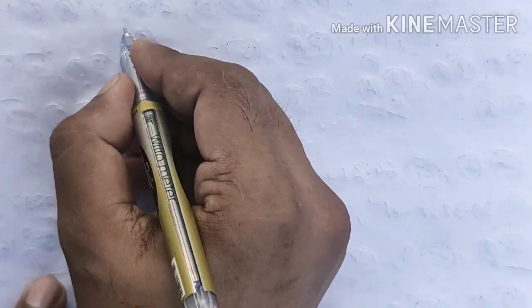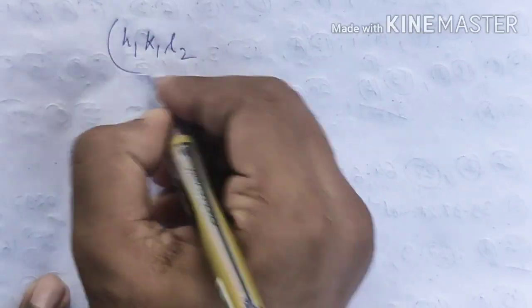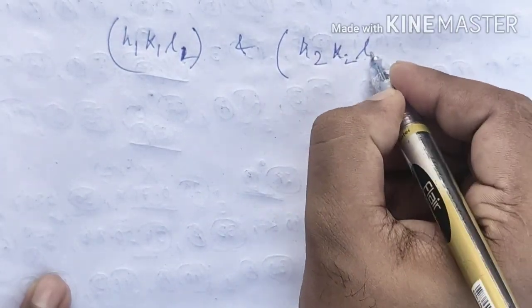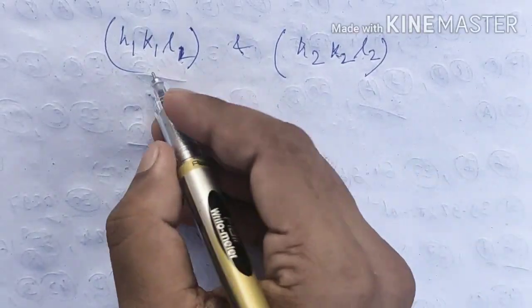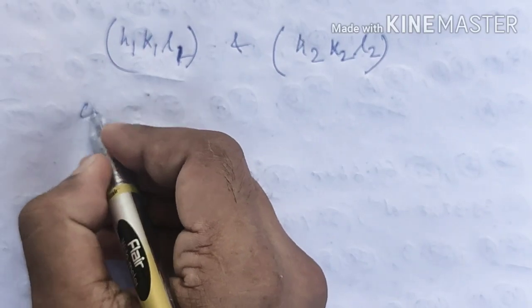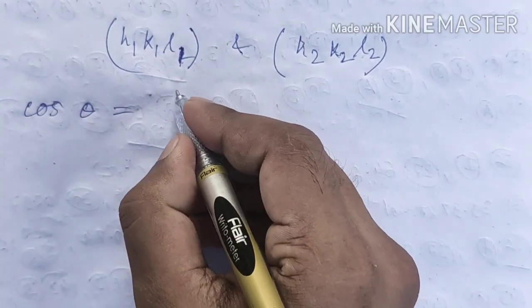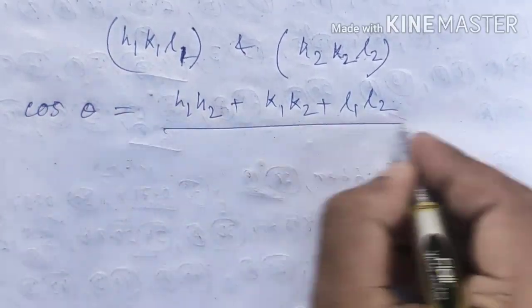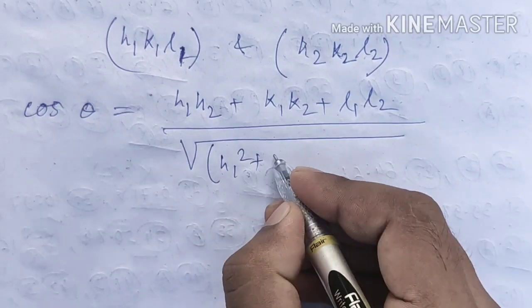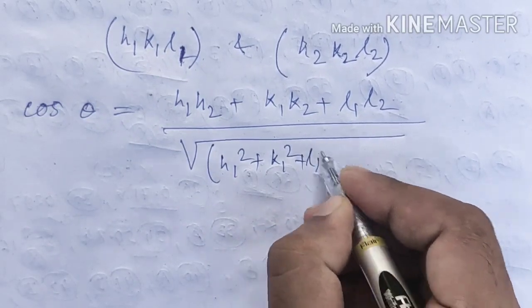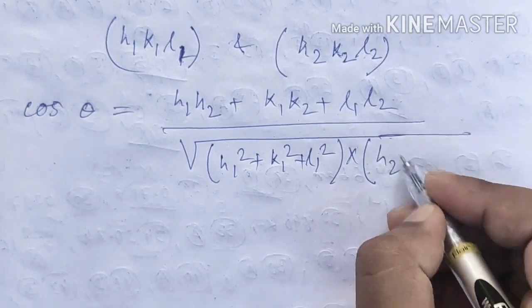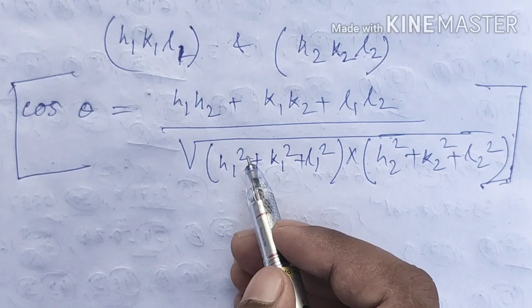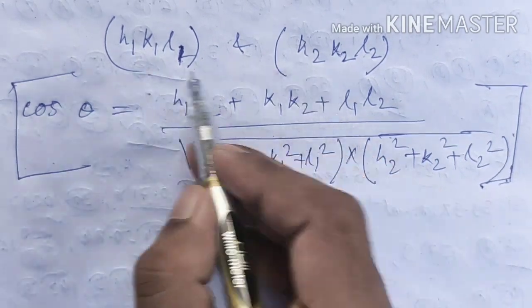Now if you are given two planes for which the Miller indices is like this, h1, k1, l1, and the Miller indices for the second plane is h2, k2, l2, and if you have to calculate the angle between these two planes, if the angle is theta, then the formula is h1 h2 plus k1 k2 plus l1 l2 divided by the square root of h1 square plus k1 square plus l1 square into h2 square plus k2 square plus l2 square. This is the formula for calculation of the interplanar angle between two planes.